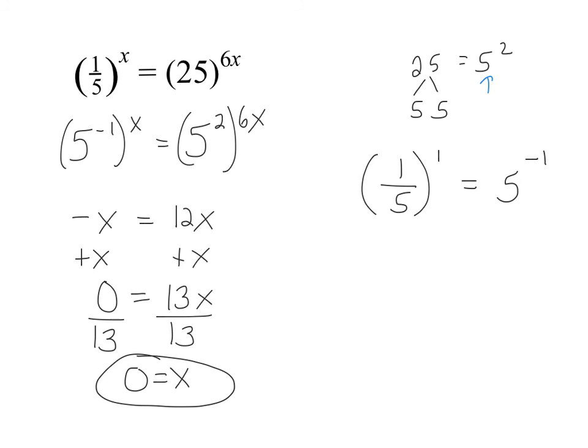I can check. Anything to the 0 power is always 1. So 1/5 to the 0 would be 1. And 25 to the 0 would be 1 as well. But the key thing is trying to get those bases to be the same.